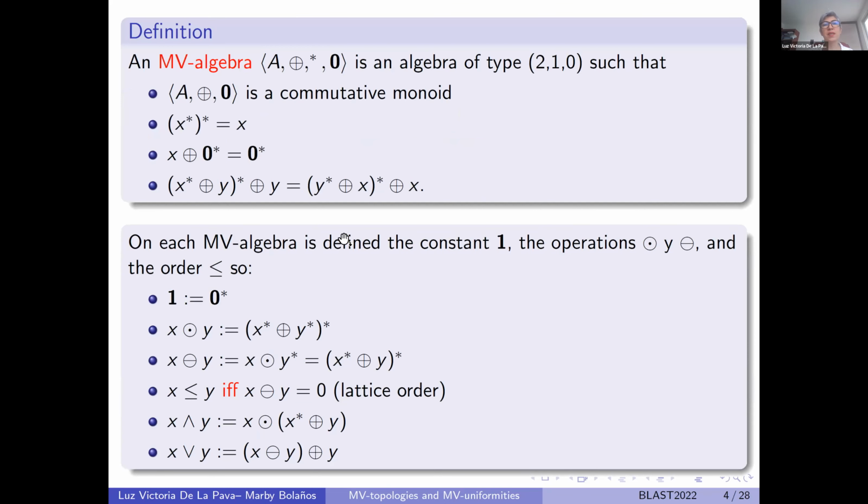An MV algebra is an algebra of type 2, 0, such that with plus and 0 it is a commutative monoid and satisfies these three properties. On each MV algebra, I define the constant one and two more operations, product and subtraction, and it has a lattice order. They are defined in this way.